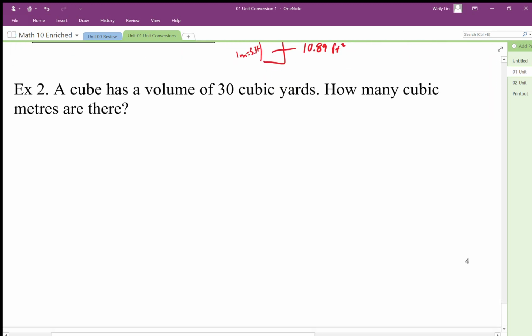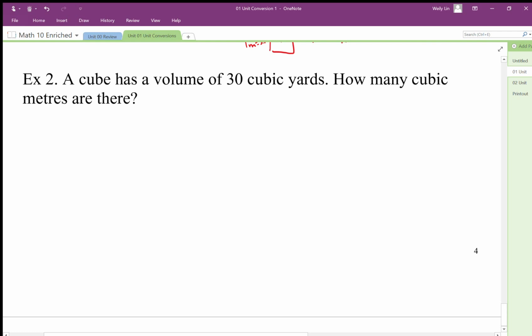Okay, so here's a similar problem, but now we're talking about cubes. Okay, so a cube has a volume of 30 cubic yards. How many cubic meters are there? Okay, so if I take a look at my conversion chart here, let's just use our linear measurement. So 0.9 meters is approximately 1 yard. Okay, so I'm going to use this. This is kind of a crude measurement, but 0.9 meters equals 1 yard approximately.